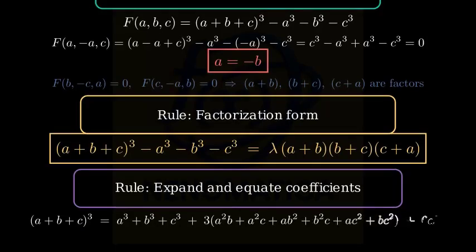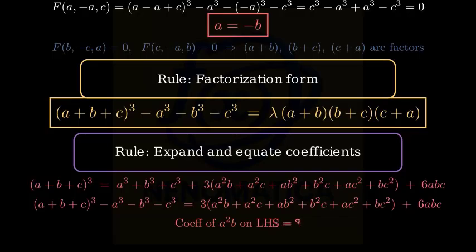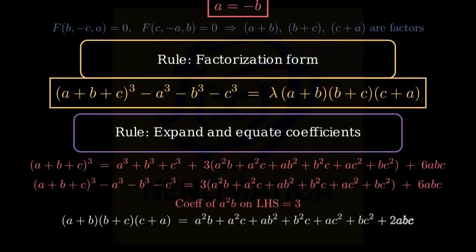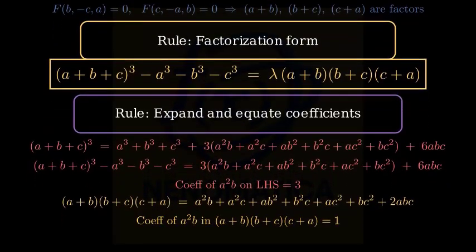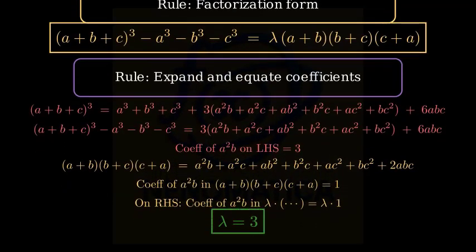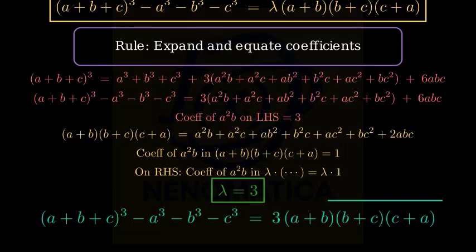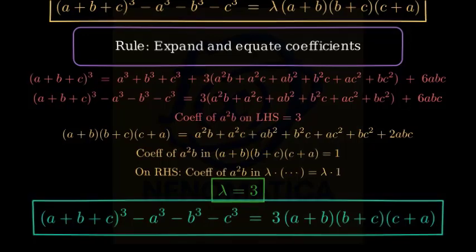We will expand both sides and compare the coefficient of the mixed term a squared b. First, expand the left side. Then subtract a cubed, b cubed, and c cubed. Next, expand the product on the right. The coefficient of a squared b on the left is 3, while on the right it is lambda times 1. Therefore, lambda equals 3. Therefore, the identity is proven. The expression equals 3 times a plus b, times b plus c, times c plus a.